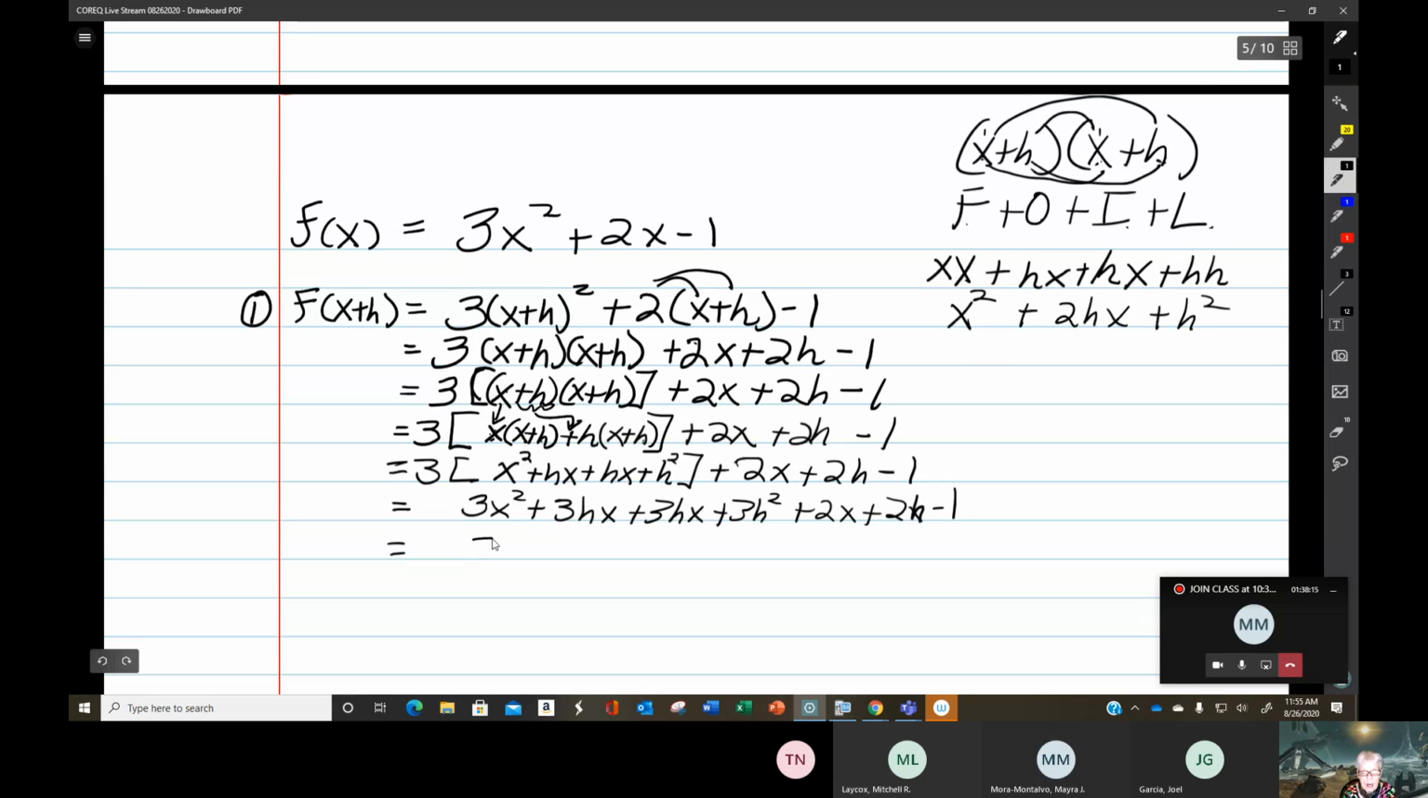I'm ready. Okay, these hx's are both hx terms. I've got 3 and I add another 3, that means I've got 6, so 6hx. And that's these two added together. Plus 3h squared plus 2x plus 2h minus 1. And that long ugly thing is what f of x plus h is.